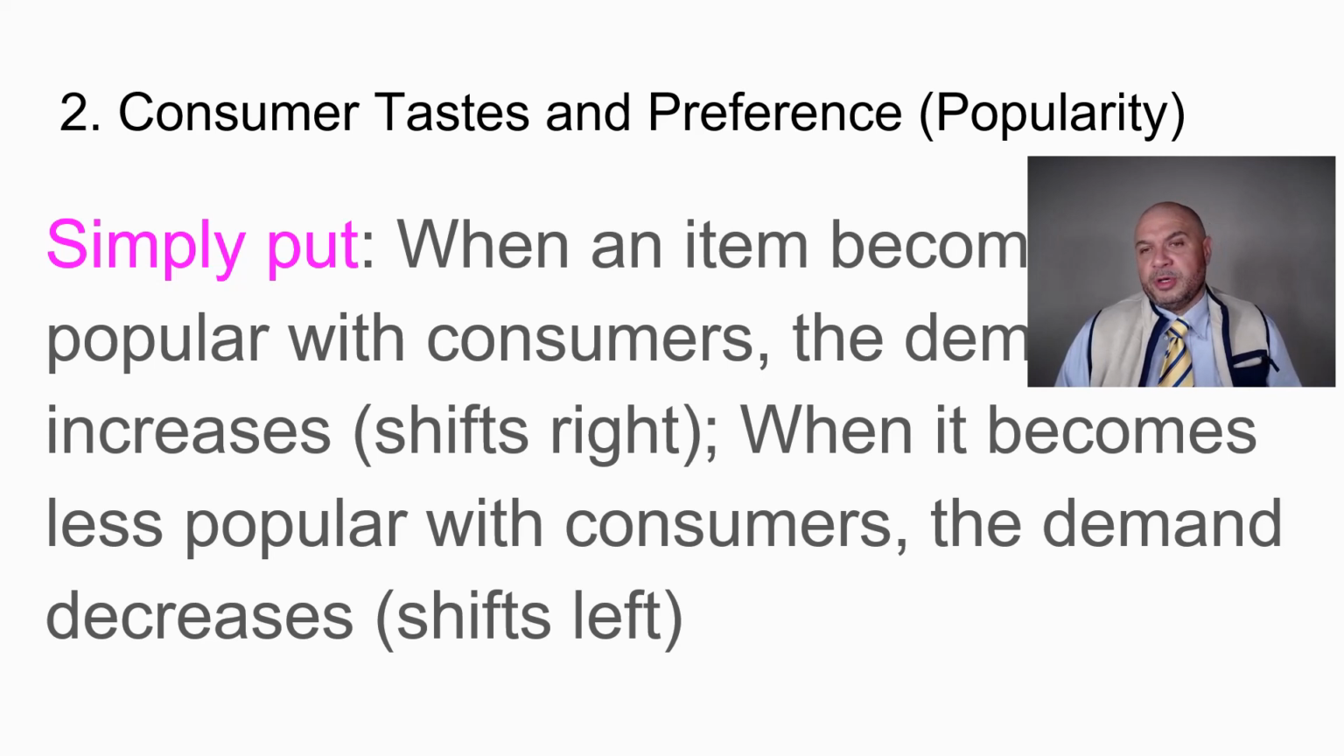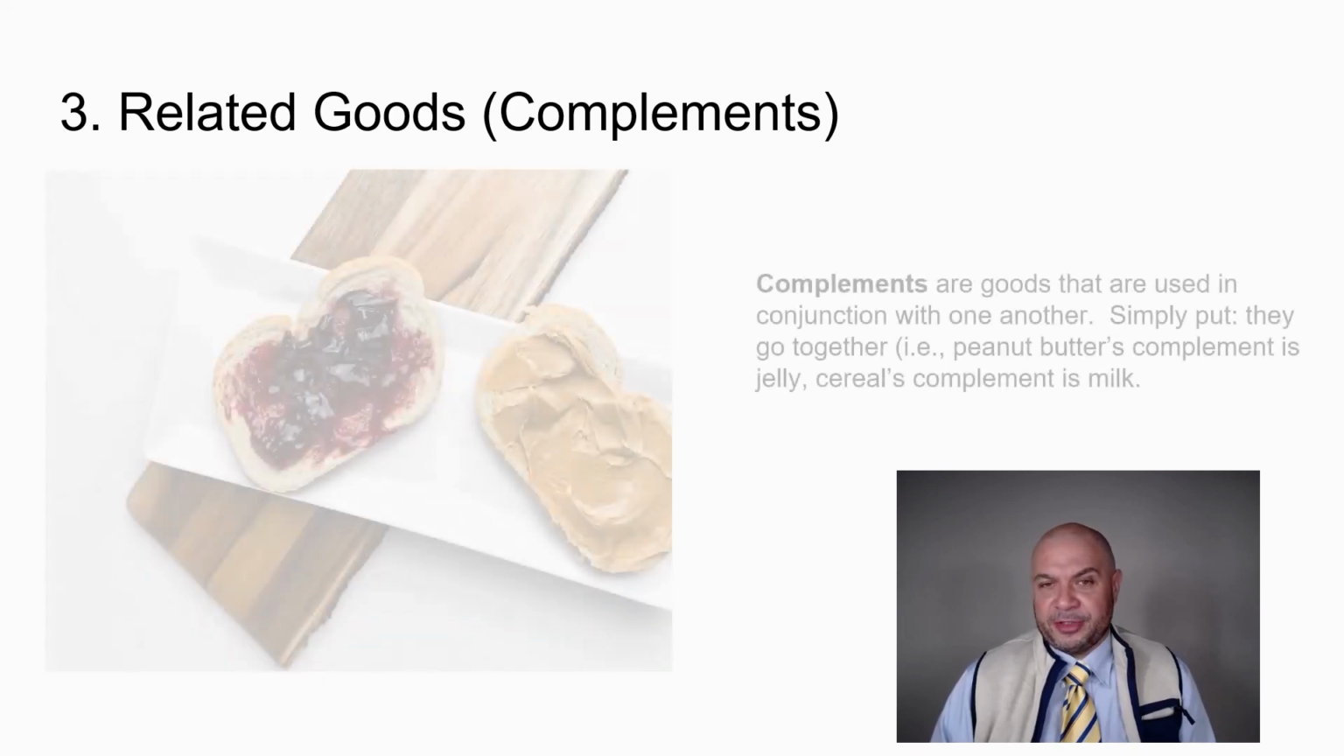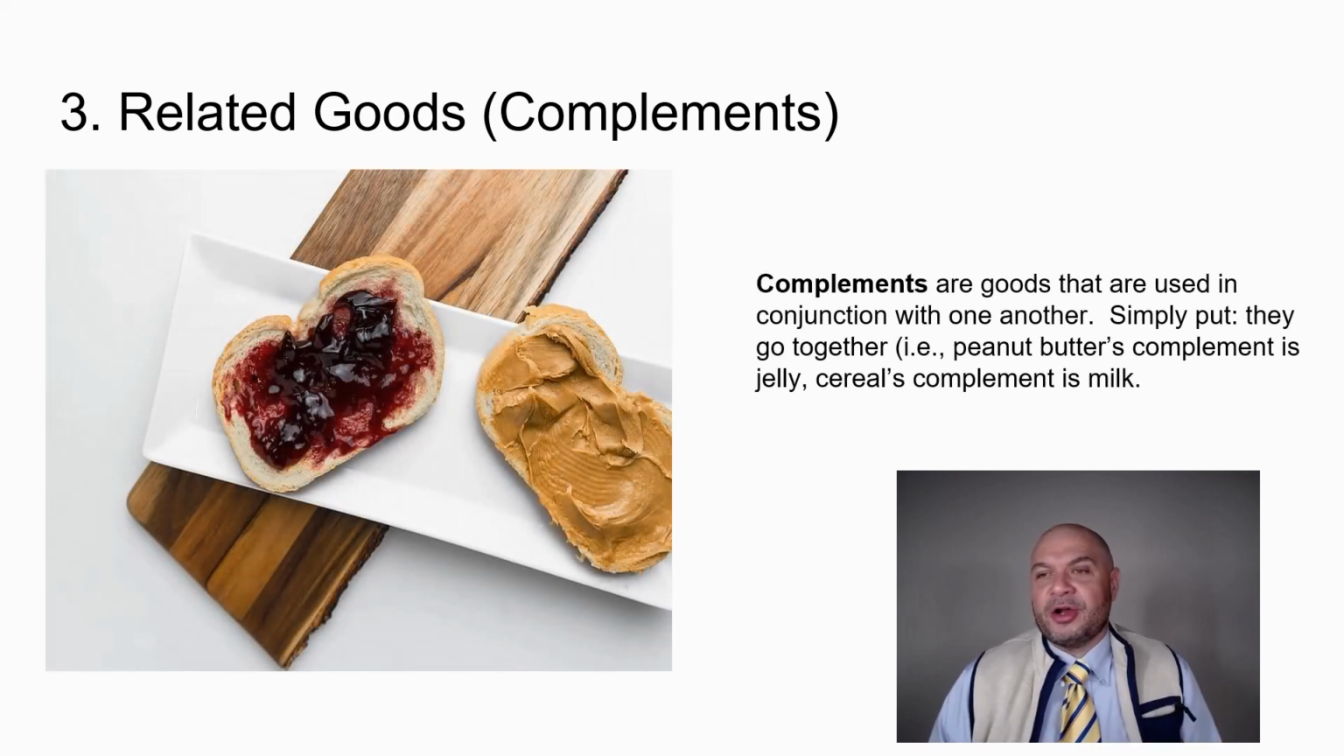All right, so simply put, when an item becomes more popular with consumers, the demand increases, it shifts to the right. When it becomes less popular with consumers, the demand decreases, it shifts to the left. All right, so the third shifter, related goods or complements. Well, we're going to talk about complements first. Complements are goods that are used in conjunction with one another. So simply put, they go together.